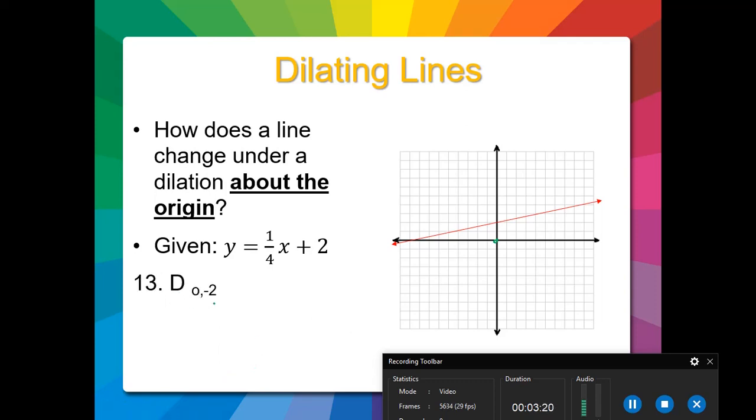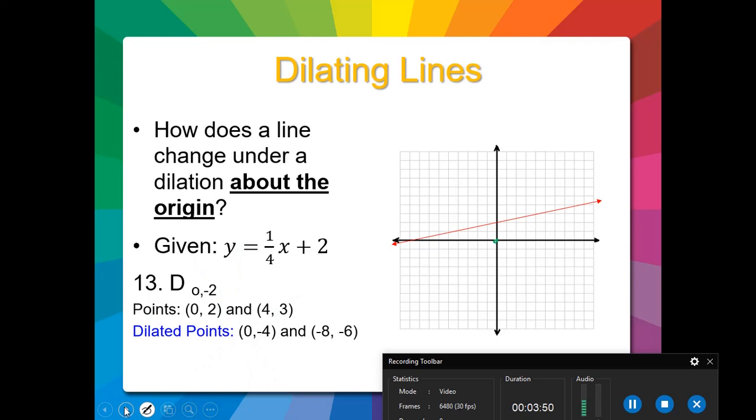So we're going to dilate with a scale factor of -2. So what that will do is create another line, but it will be below the center. Because we're using the origin, we're going to multiply. So I'm going to locate 2 points on my line, 0, 2, and 4, 3. When I multiply both the x and the y coordinate by -2, I'm going to have 2 new ordered pairs of 0, -4, and -8, -6. So what I'm going to do is draw a line.